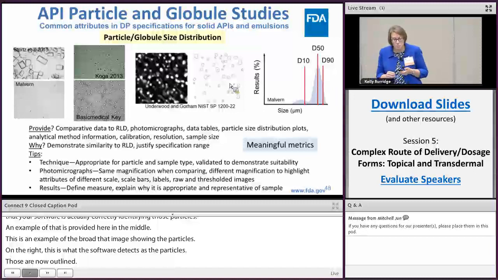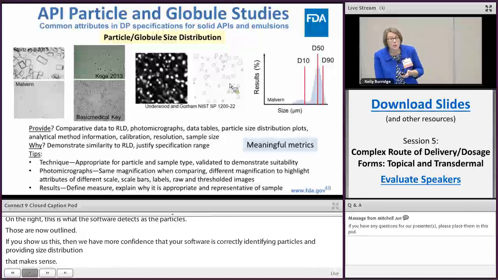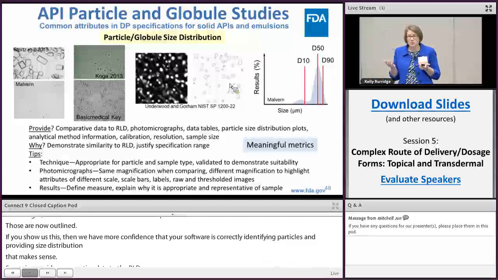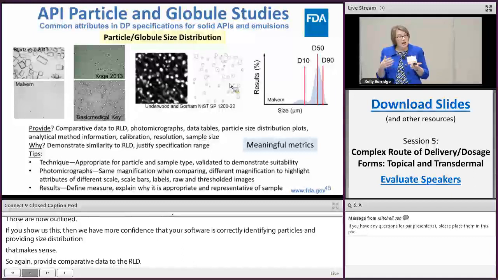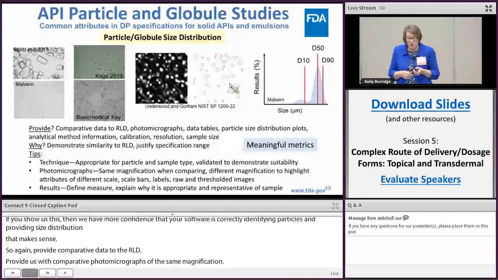So again, provide comparative data to the RLD. Provide us with comparative photomicrographs of the same magnification. You may want to use different magnifications to highlight different attributes of your products. And remember to define your measure and also provide us information about your technique.